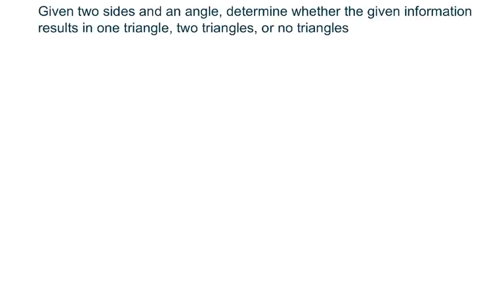Hi everyone, we're going to determine whether, given the information, we have one triangle, two triangles, or no triangles. I'm going to do three examples. Our first one is beta equals 20 degrees, A is 5, and B is 1.